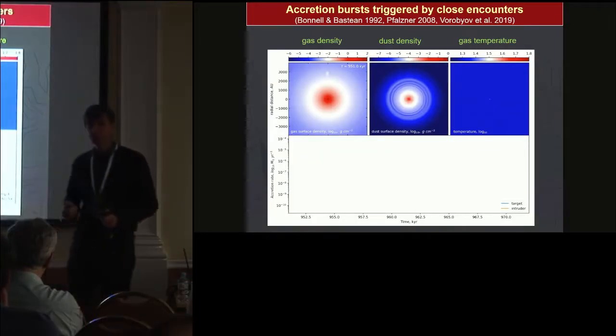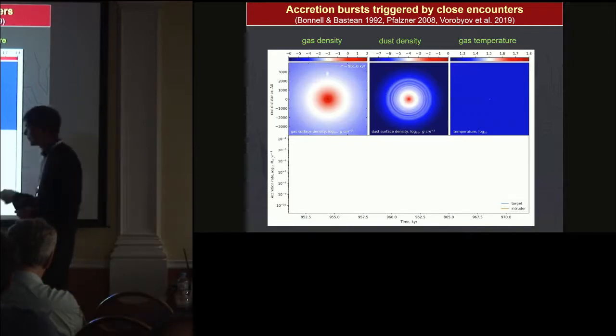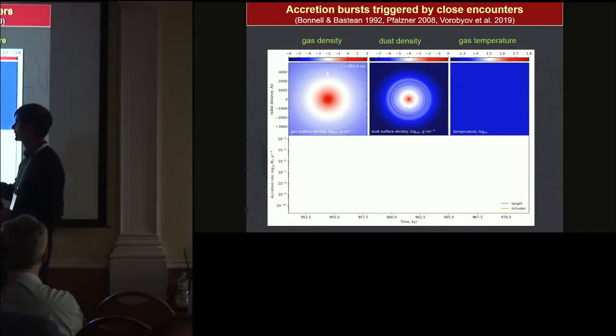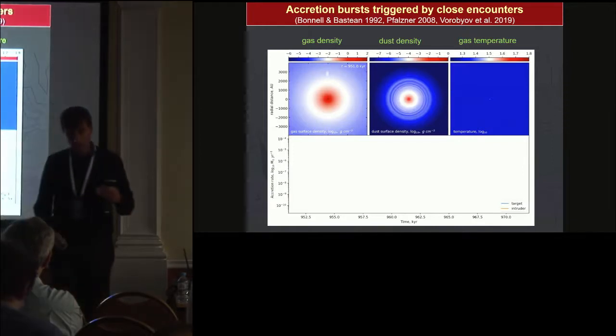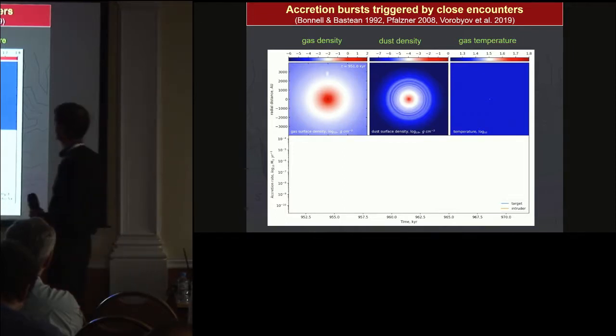Yet another mechanism is a collision or close encounter of an intruder star with a disk. So now we simulated what you see here. This is the gas disk, this is the dust, and this is the gas temperature. We put an intruder at some 3,000 astronomical units from the disk. This is a very deep scale, let's say 8 orders of magnitude, so don't be confused. It looks like a huge disk. In fact, we made it a very deep image to see the trajectory of the intruder.